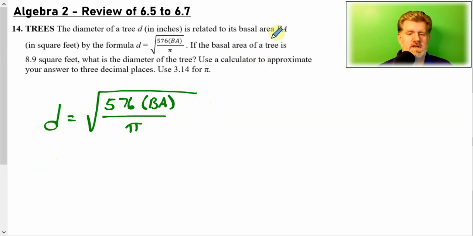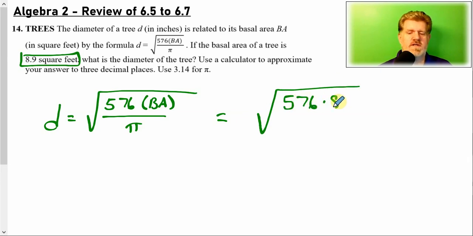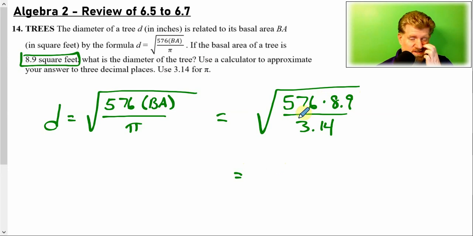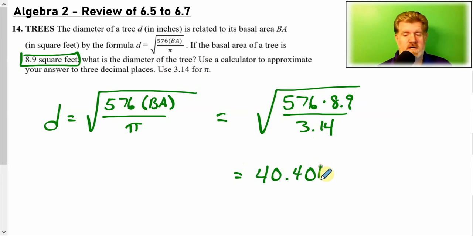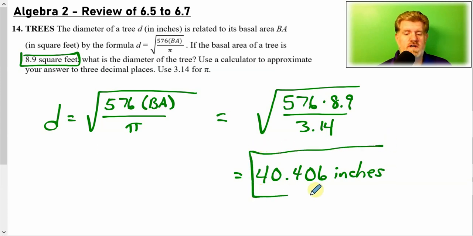All right, what do we have? The area of the tree is 8.9 square feet. So this is going to be 576 times 8.9. They suggested we use 3.14 for pi, so let's just do it that way. So it's just a calculation. We throw all this in the calculator. 576 times 8.9 divided by 3.14. Take the square root, and you should get this. Now, I didn't actually calculate that just now, or do it in my head. I did it before, and I know that's the answer because I'm looking over here at my answers. All right, almost done.